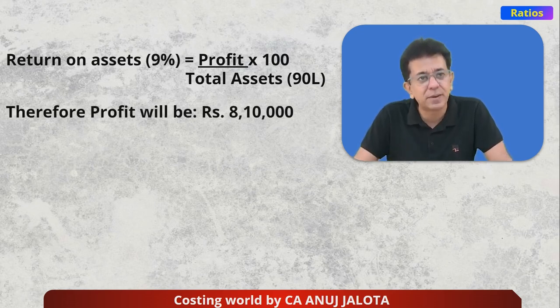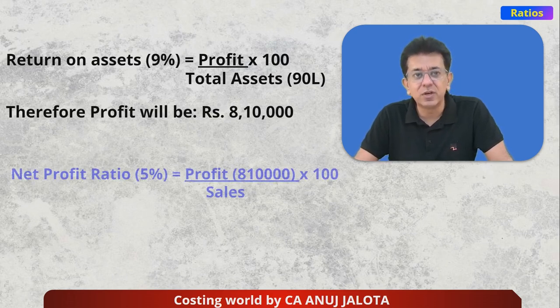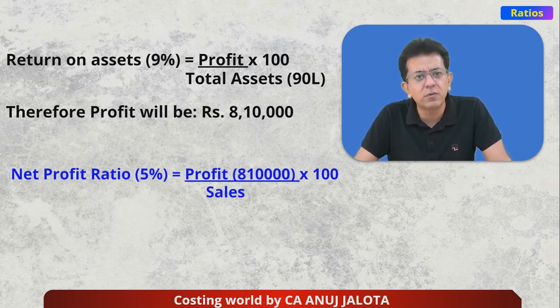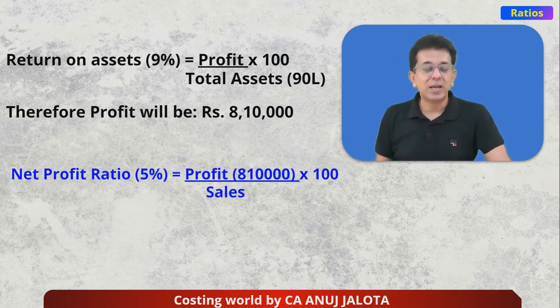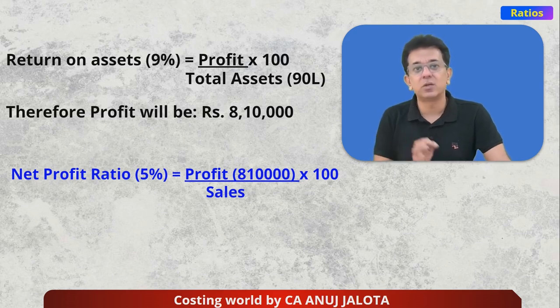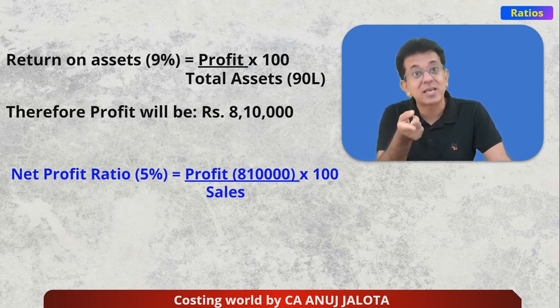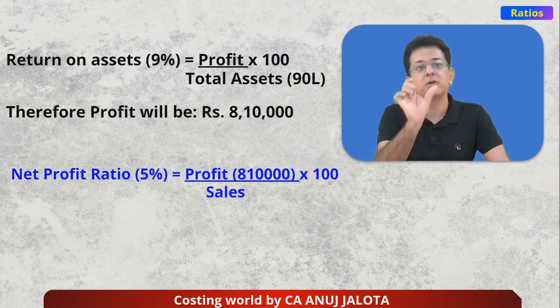That is first. Second thing that was given in the question was net profit ratio, that was 5%. How do you compute net profit ratio? It's net profit upon sales into 100. Net profit you calculated above as 8,10,000 rupees. I want to find out sales. My ultimate aim is to find out asset turnover ratio. For that, you require two things: one is sales, one is assets. Sales was not there in the question, so we are trying to find out sales now.